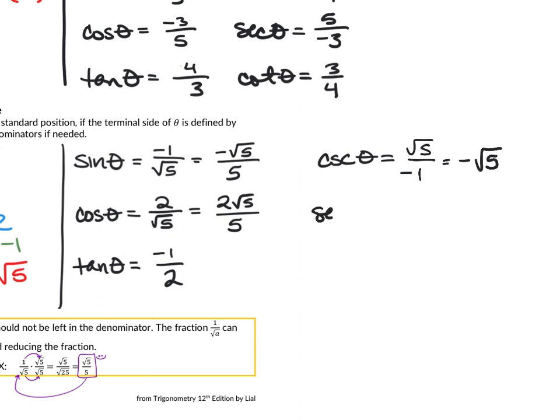For secant, which is the reciprocal of cosine, we're not going to flip over to square root 5 over 5. We're going to flip over the other one. This is square root of 5 over 2. And last but not least, for cotangent of theta, we flip over -1/2. That means we do 2 over -1, or just a cute little -2.